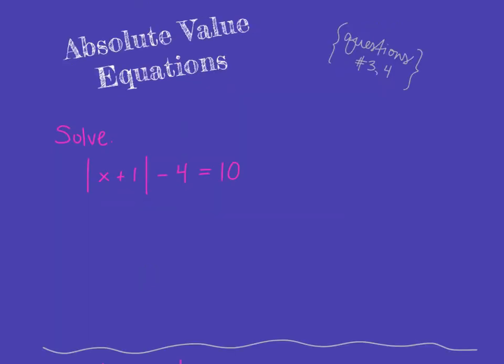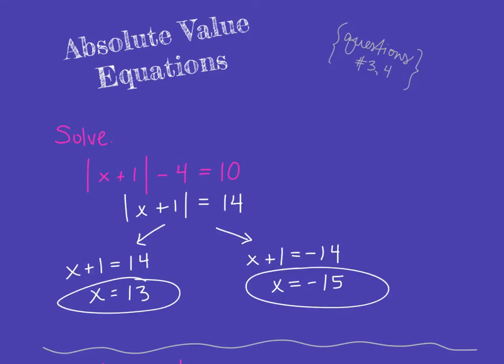Our next topic is absolute value equations. These are questions 3 and 4 on your exam. And go ahead and solve this one here. Remember, we have a maximum of 2 solutions to an absolute value equation. So pause and solve. Our 2 solutions are 13 and negative 15.